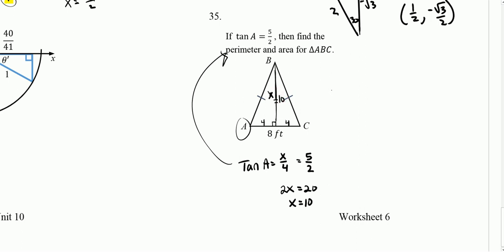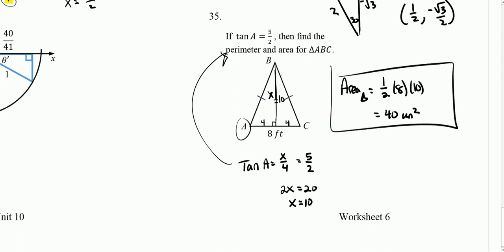That's nice because that gives me the area of a triangle, remember, is 1/2 base times height, which comes out to 40 square units. Now for the perimeter, we're going to have to know what the hypotenuse is. I'm going to call that length h for hypotenuse. And, well, we can use Pythagorean theorem. 4 squared plus 10 squared is equal to our hypotenuse squared. So this is 116. So our hypotenuse is the square root of 116.